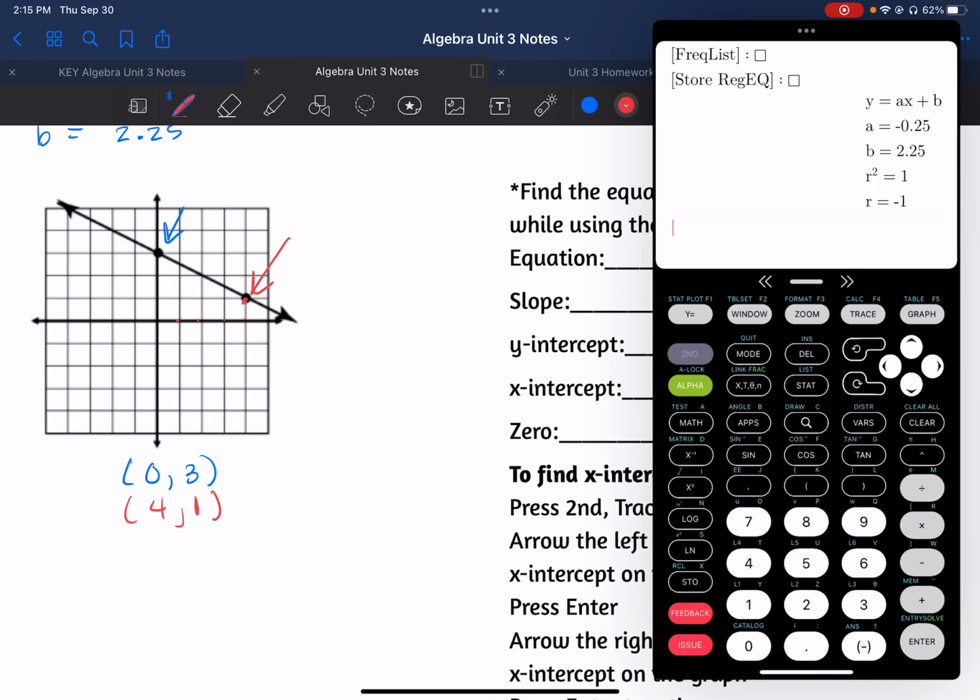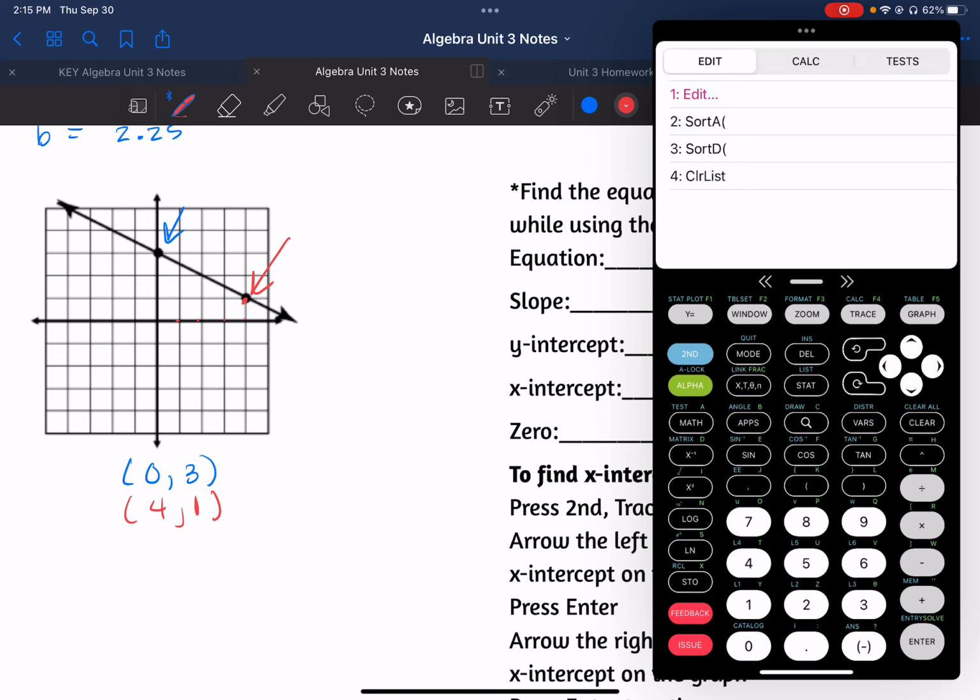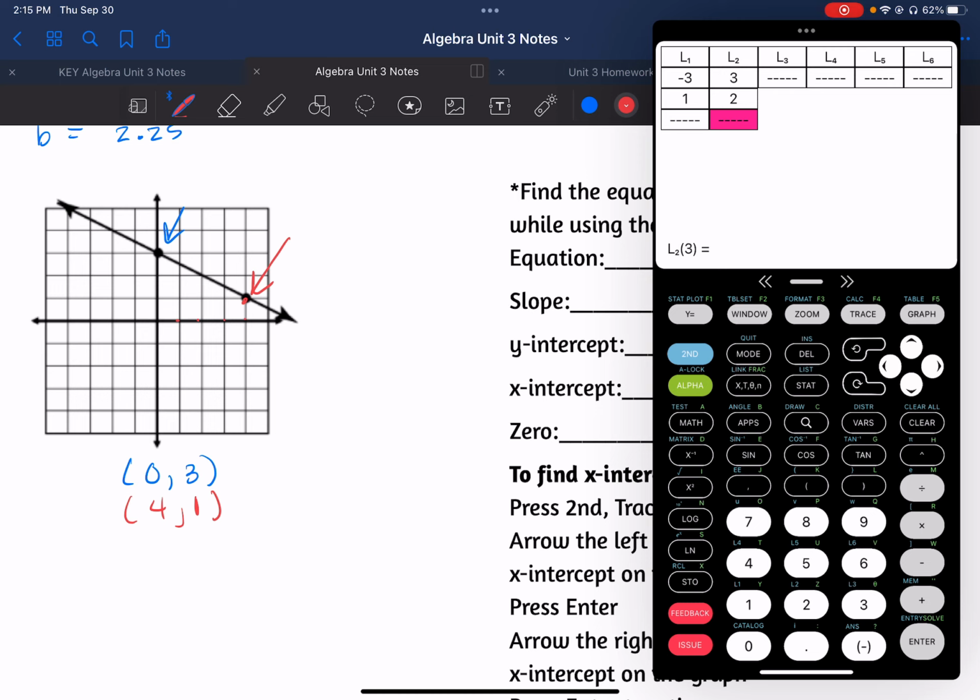Need to second mode to quit everything. Oh, it's already clear. Okay, so let's go to stat. I need to edit my list. Let's go back up here and delete, delete. Go to the other one, delete, delete. All right, here we are.